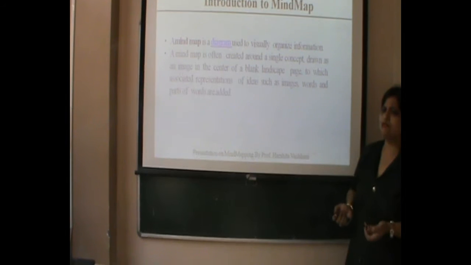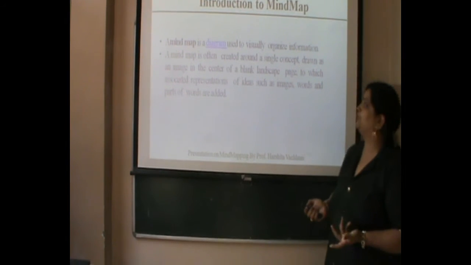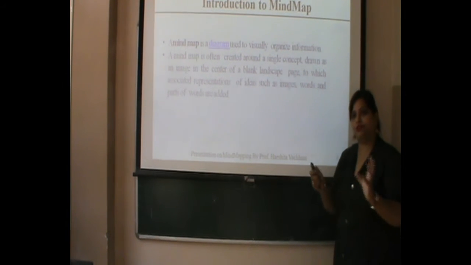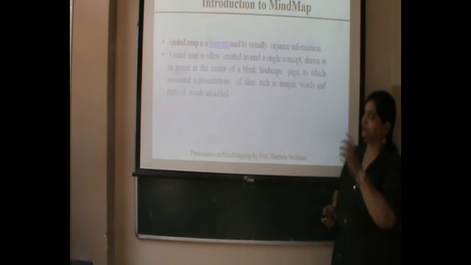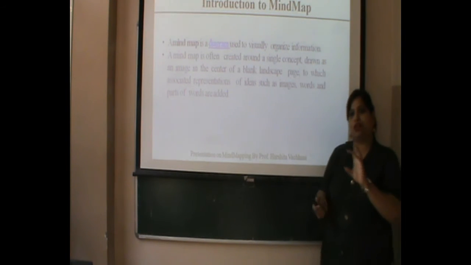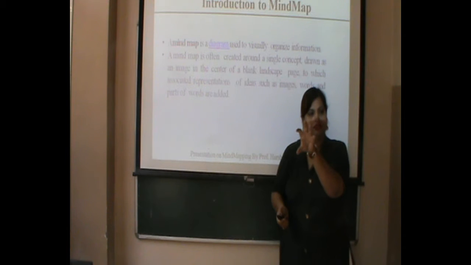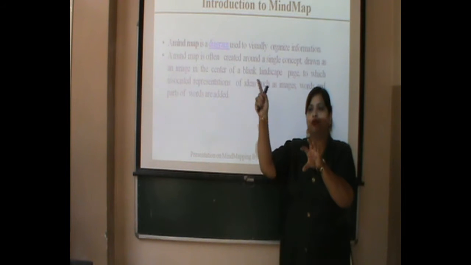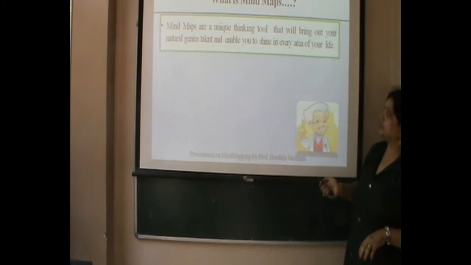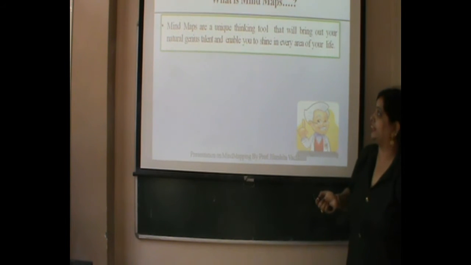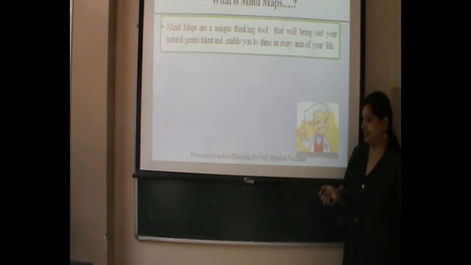Now, what is a mind map? A mind map is a diagram which is used to visually organize your information. Whatever information you have, you draw it into mind maps. You draw the mind maps and you try to remember all the things and organize your tasks. Now a mind map is often created around a single concept, and the image of the main topic is put in the center of your paper, and the branches and sub-branches are drawn depending upon your topic. Now mind maps are unique thinking tools that will bring out your natural genius talent and enable you to shine in everyday life examples.